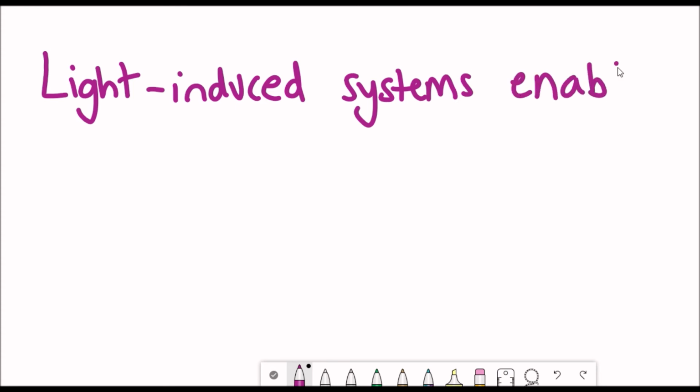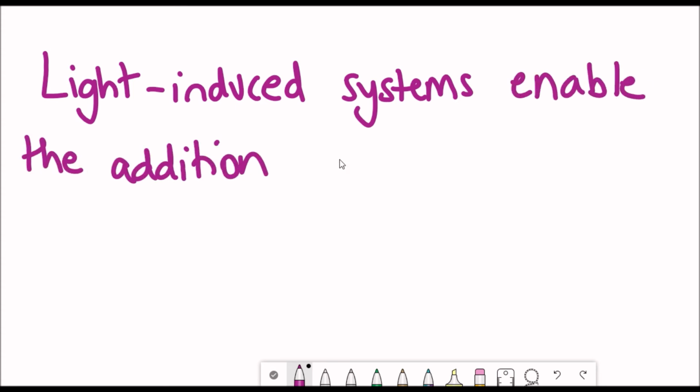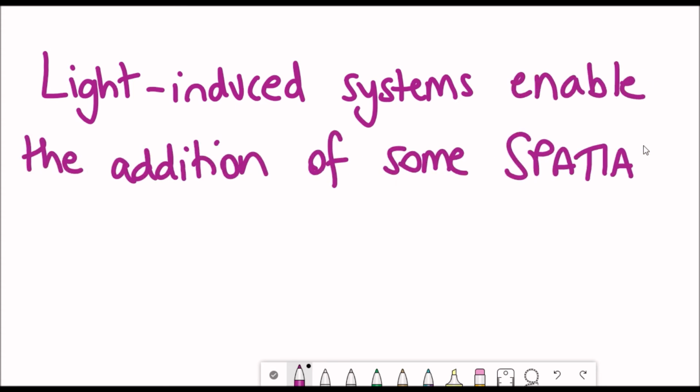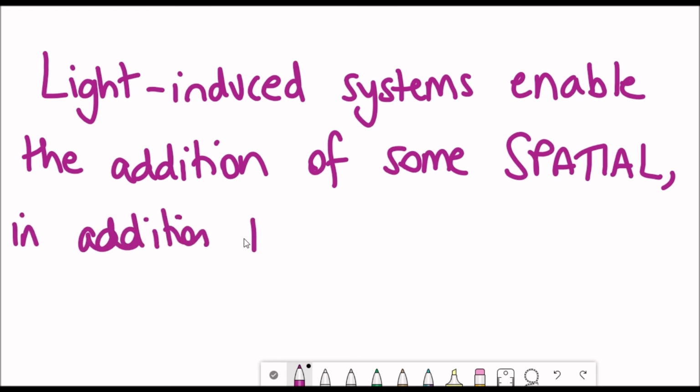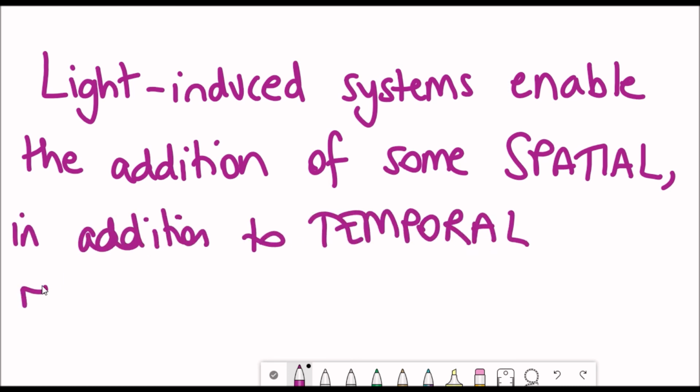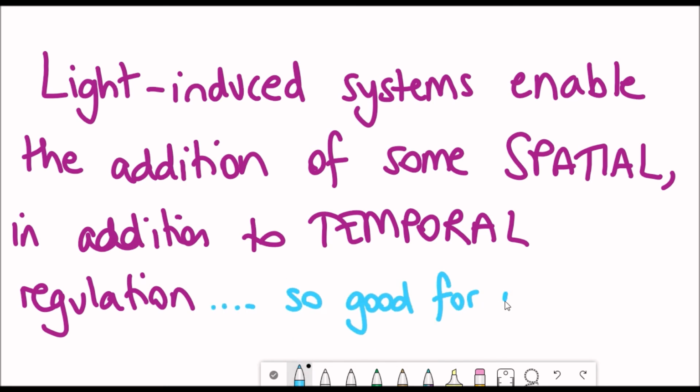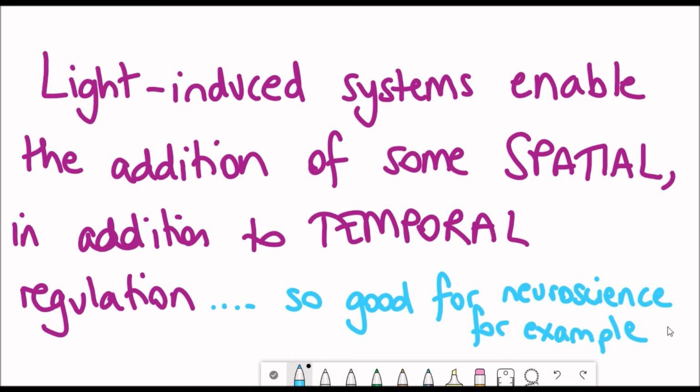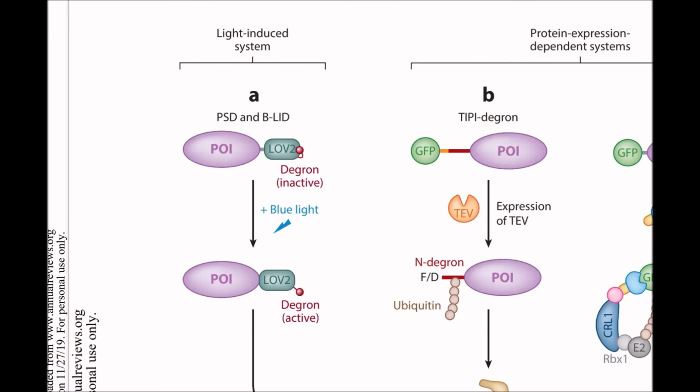But the neat thing with the light inducible systems is that in addition to the temporal aspect, you can also add in a spatial aspect, because obviously small molecules diffuse in fluid, whereas with light, you could precisely target specific cells. So this could be really useful for neuroscience research. I lied, I have gone into a tiny bit more detail.